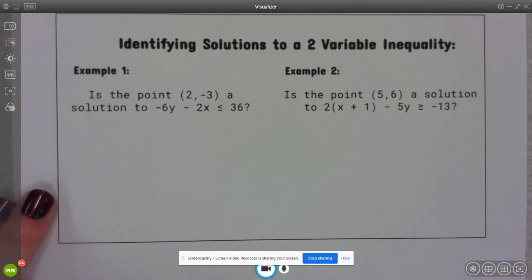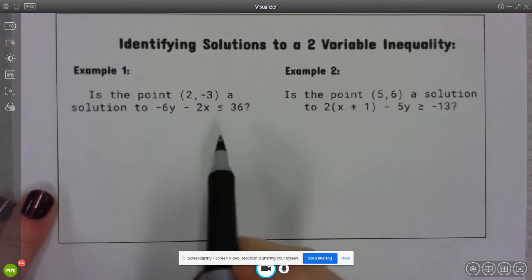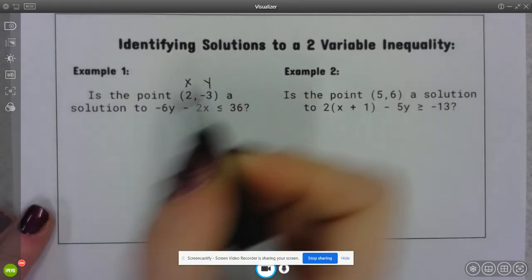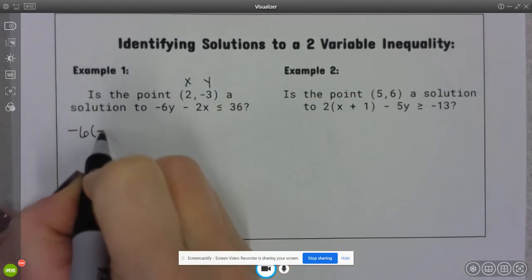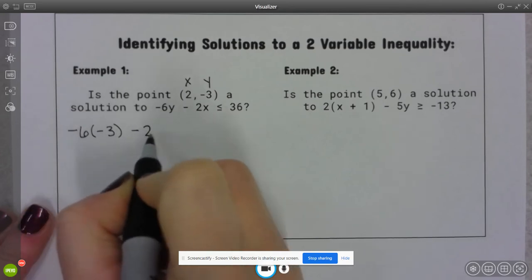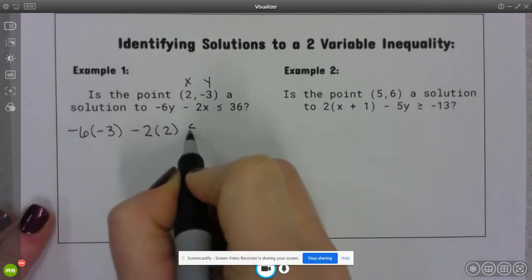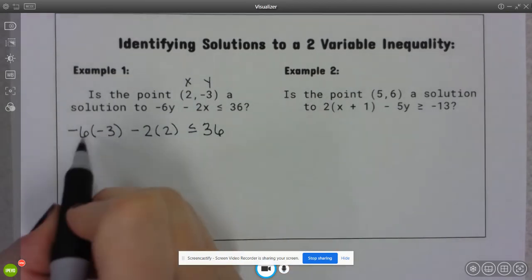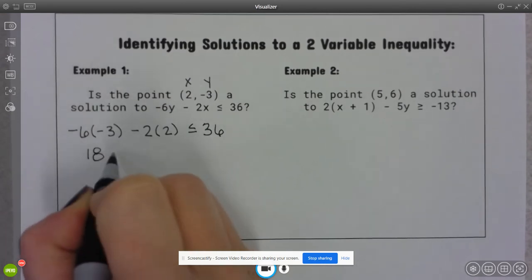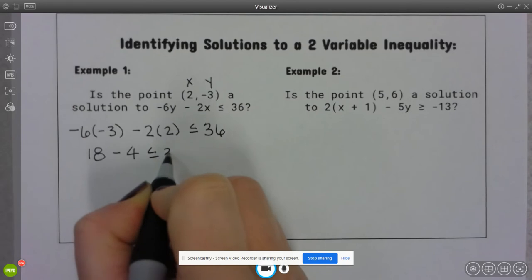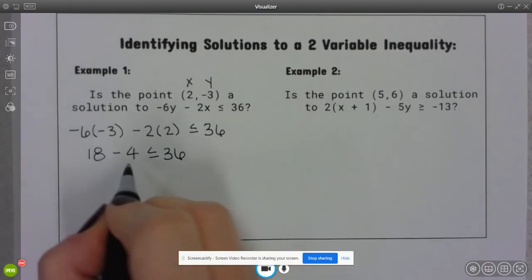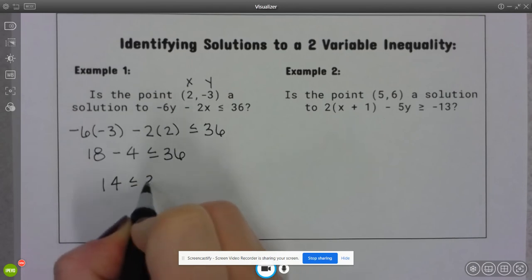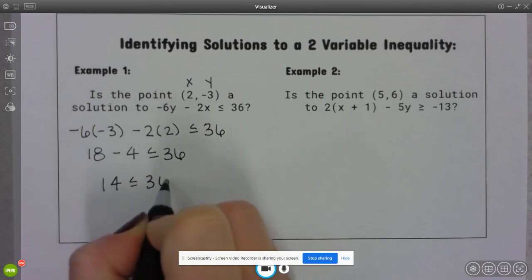All right, 2 more. So I'm going to substitute these in for x and y. So I'll have negative 6 times negative 3 minus 2 times 2, and I have to see if that's less than or equal to negative 36. Negative times a negative gives me a positive 18. Well, 18 minus 4 gives me 14, and that's true. So my answer for example 1 on this slide would be yes.